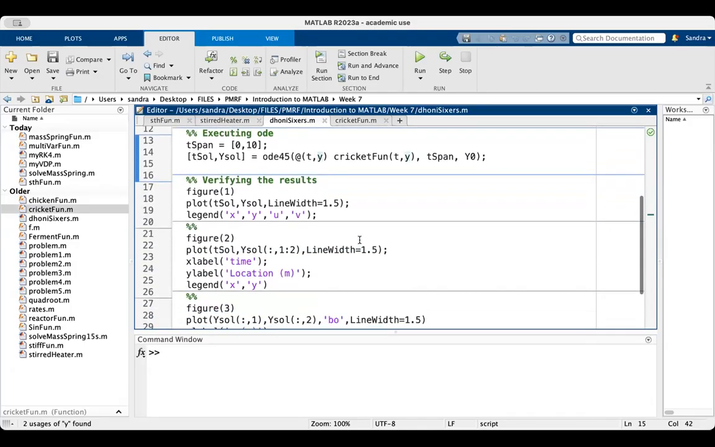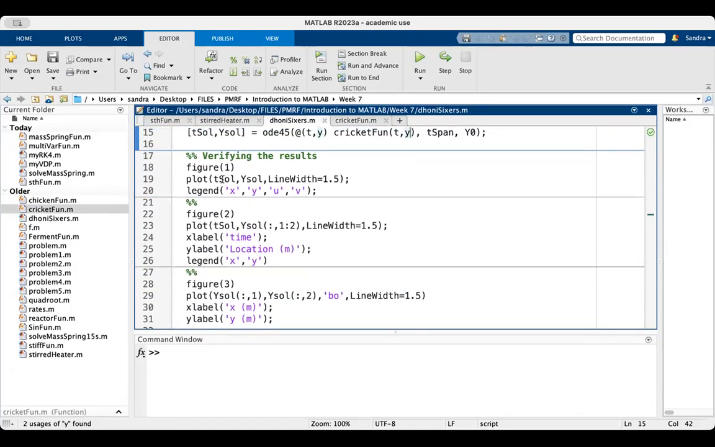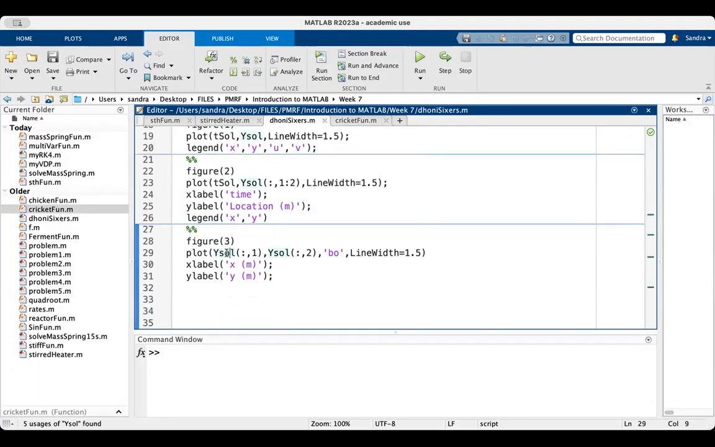Now I am plotting multiple plots here. My first plot is t sol versus y sol. So basically, it will have four lines: one for x, one for y, one for u, one for v. In this I am using t sol, and in the y solution I'm plotting all rows, but only first and second. First and second correspond to x and y, so this will have only my position coordinates. In my second plot, I'll have both x and y with respect to time. In the third plot, I am plotting the first solution, that is x, against the second solution, that is y. So this is the x versus y plot. So these are the three plots we have.